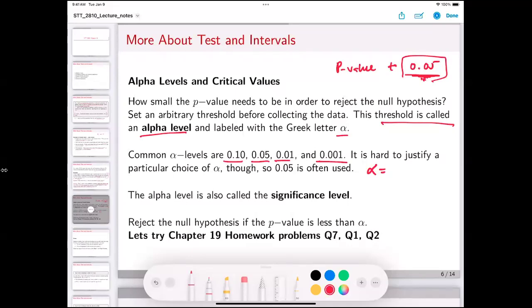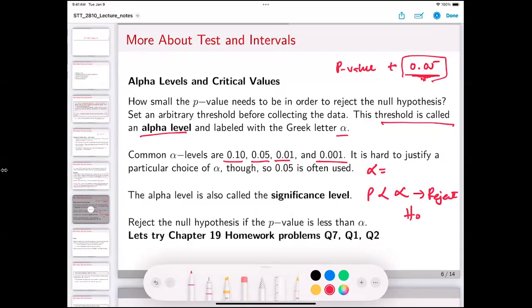So just know that when the p-value is less than alpha, what do we do? We reject H naught. If alpha is not specified, use 0.05. I repeat again, if the p-value is less than alpha, we reject the null hypothesis. Is that okay? If the alpha level is not specified, use 0.05. And then alpha is the same as the significance level.